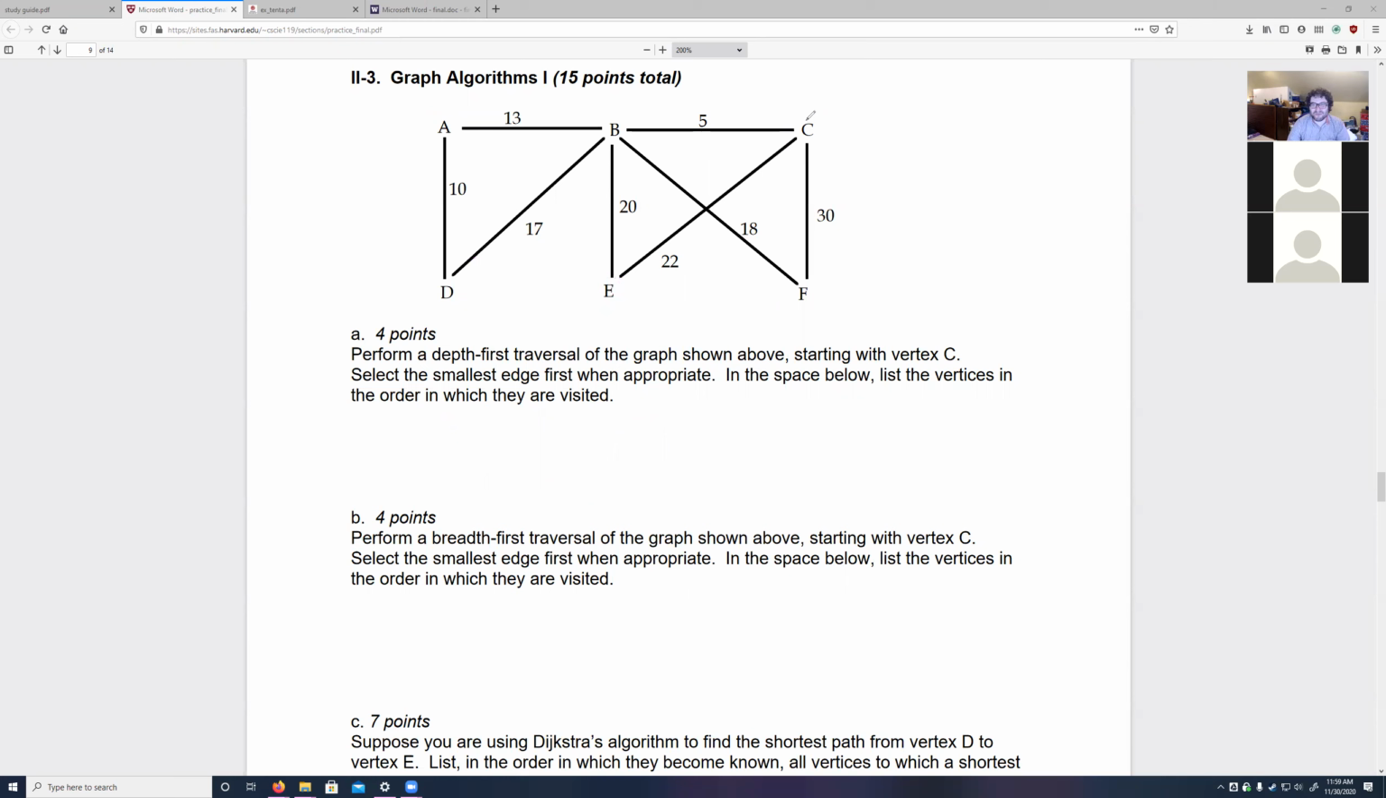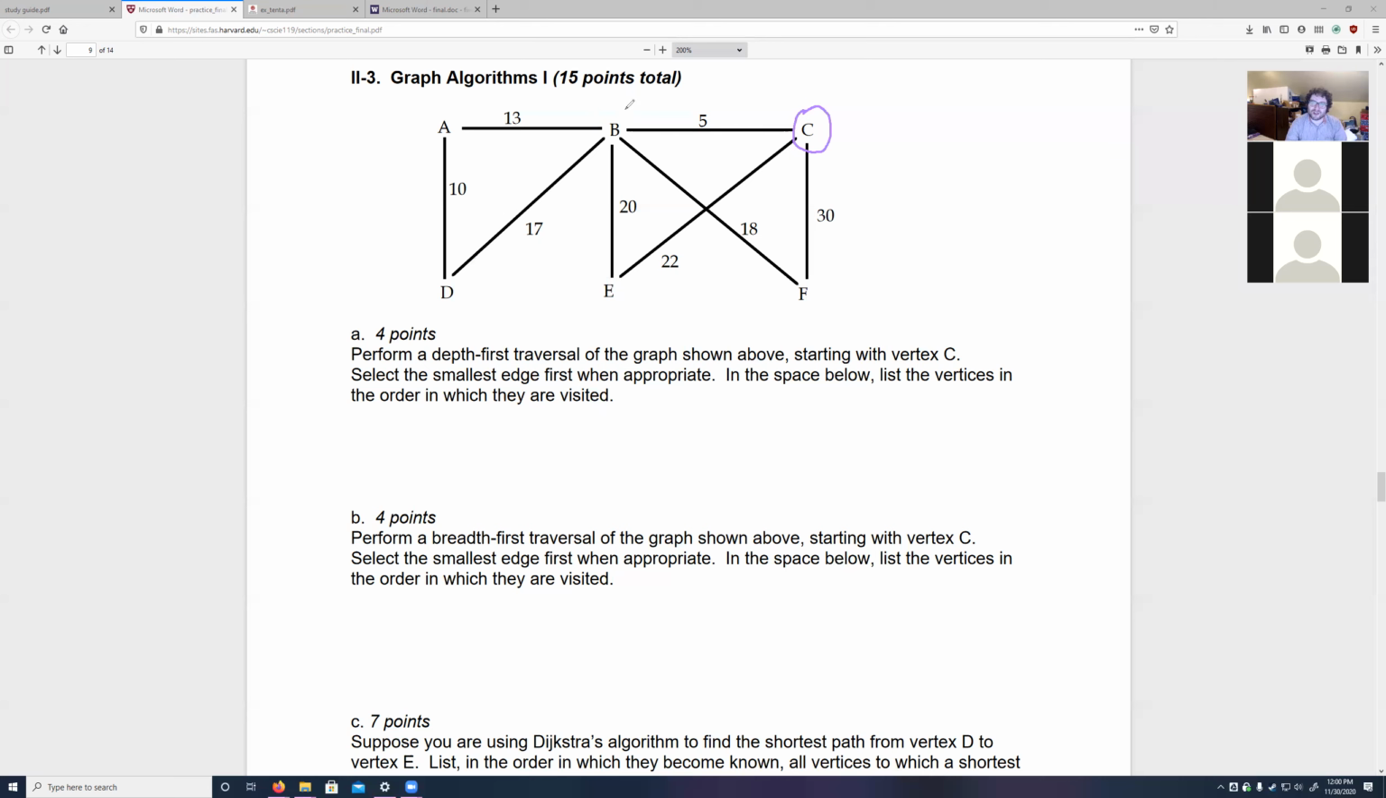All right. For breadth first search, if you're just trying to figure these out, breadth first search and depth first search are very easy because you can just write them down. So breadth first search basically says, again, we're starting from C. It says, select the smallest edge first when appropriate. In the space below, list the vertices in the order they are visited.